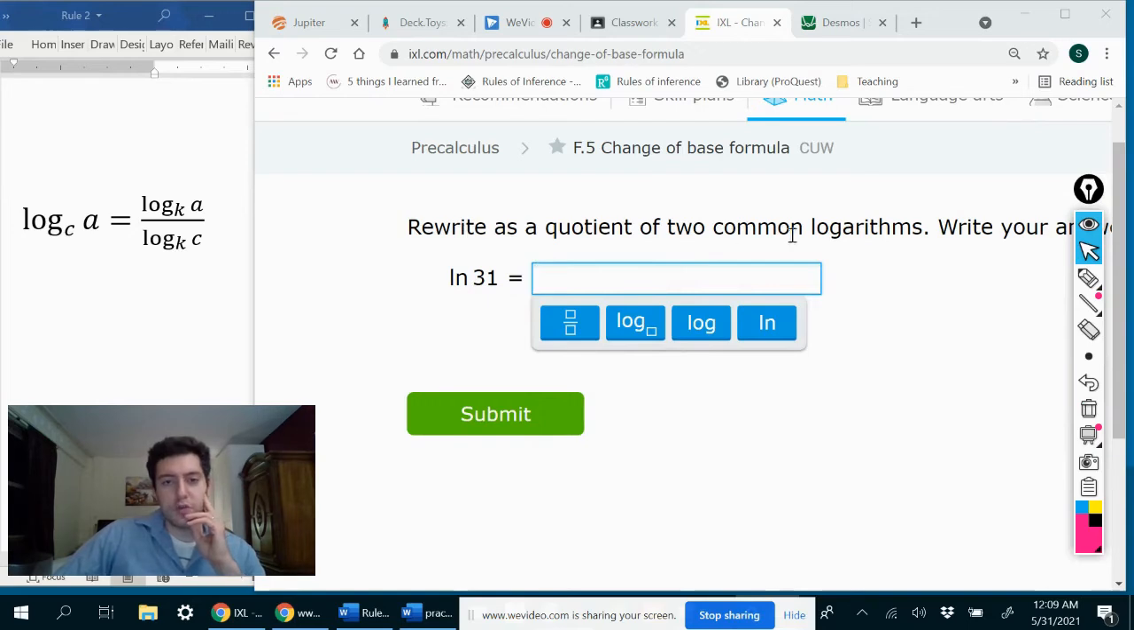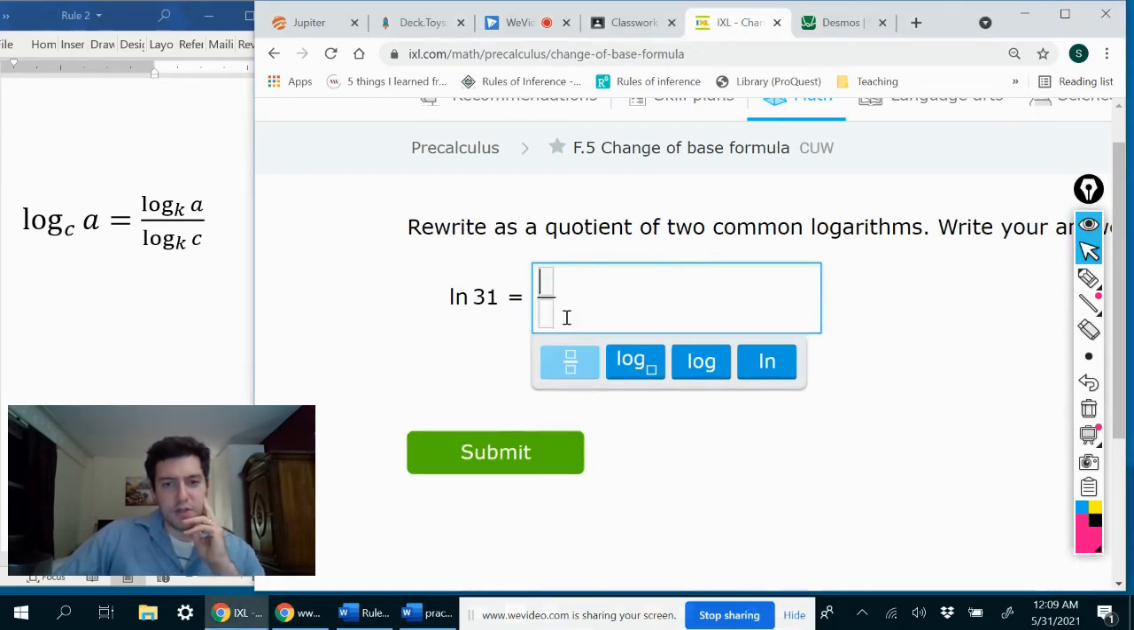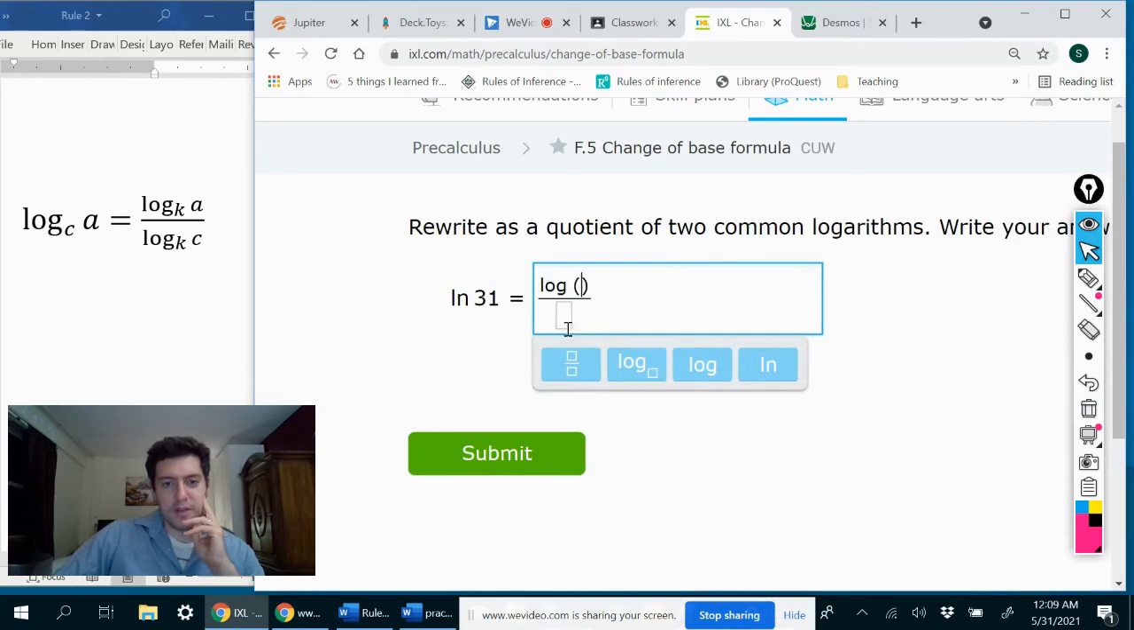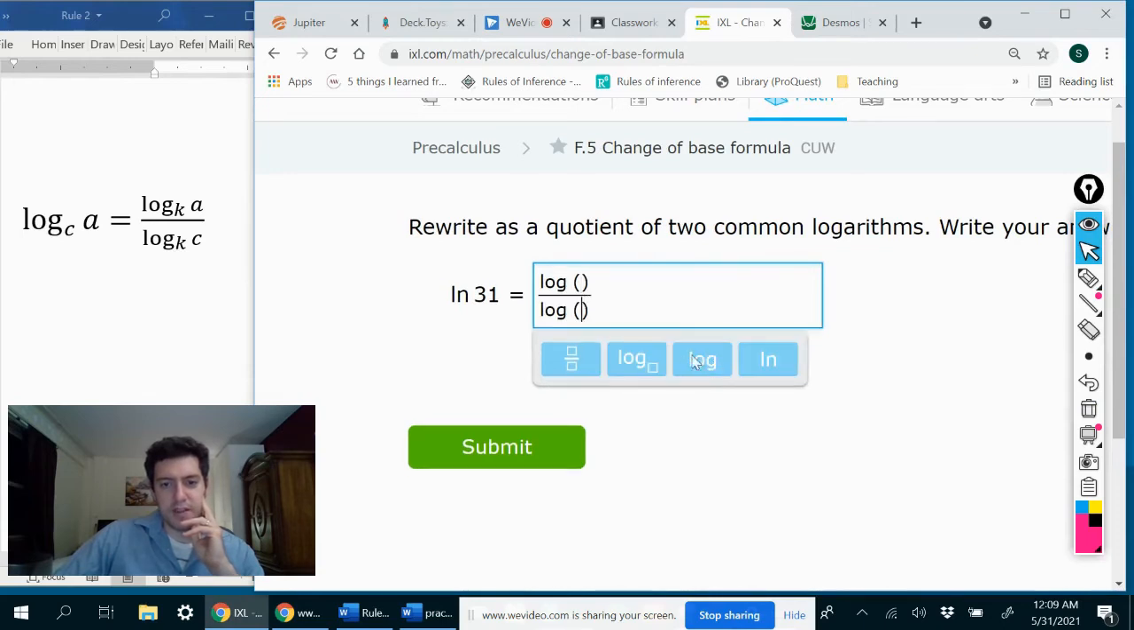Okay, a quotient of 2 common logarithms. This is just like the last problem that we did. So again, I'll put common logarithms in the numerator and the denominator, just hitting this log. It's not telling me to do log base 5 or log base 8 or anything like that. So just hit the common log button. In the numerator, we're going to put 31, like this number here.